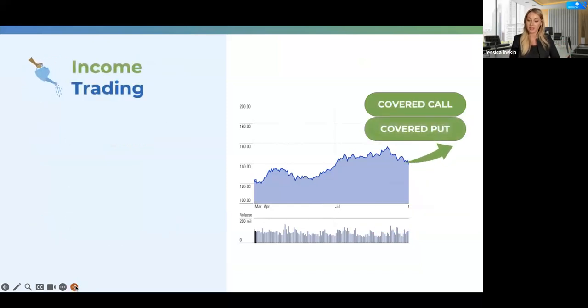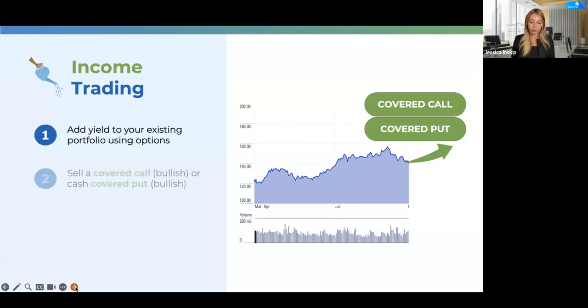Income trading. This is where, notice how the arrow went down slightly. That is where you have a slightly directional bias. Now, if you have a covered call, that is a bullish strategy, even though I know I just showed you a short call, and individually that is bearish, but it becomes bullish when you pair it with a stock. And we will talk about that today. It's the only multi-leg option strategy that we will talk about today. But that's a way to add yield to your existing portfolio.